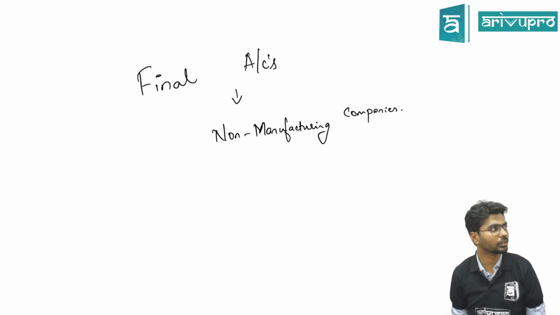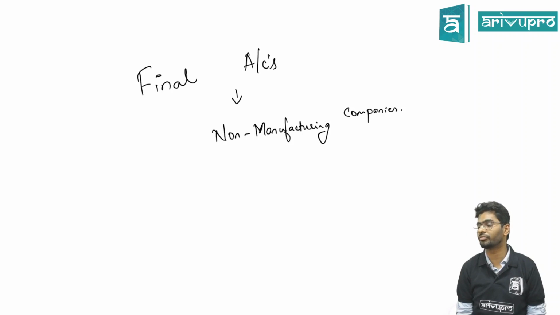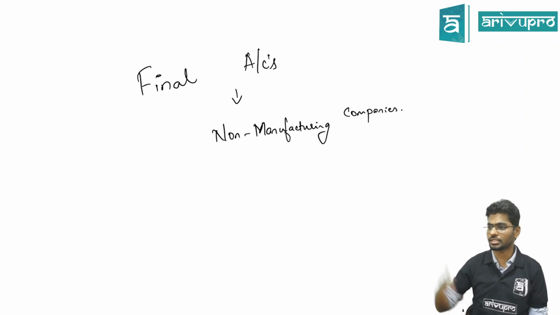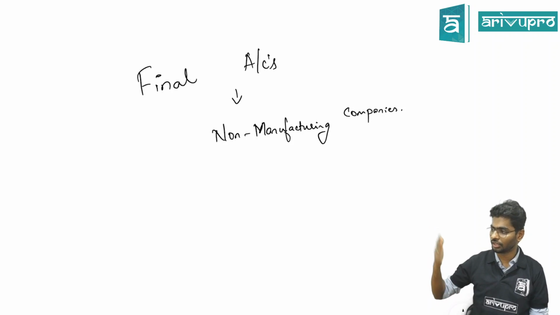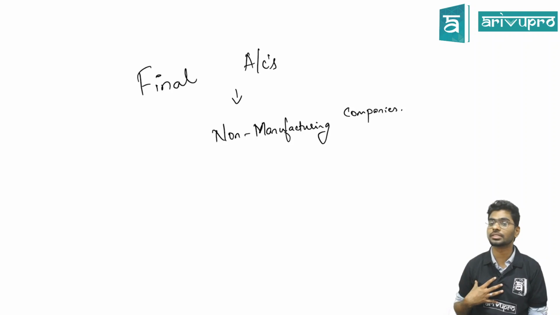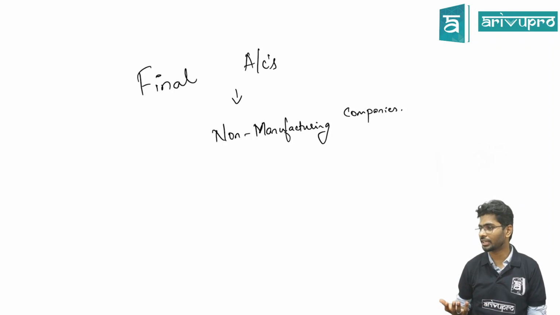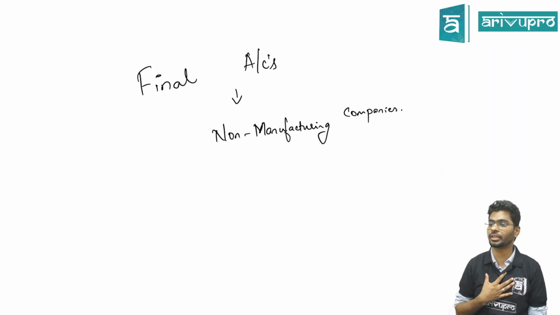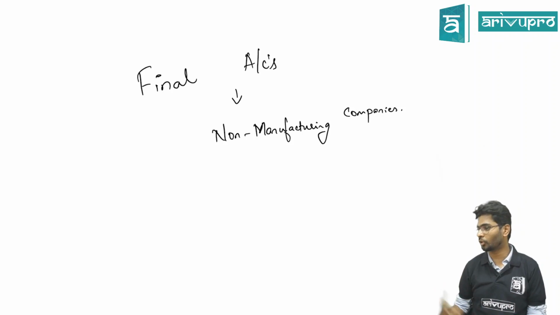Okay. The next topic we'll be doing is final accounts. I told you the last stage of accounting: identification of transaction, recording, classifying, summarizing. What is summarizing? Preparation of trial balance. What is a trial balance? A statement which contains a summary of all the ledger accounts. From the trial balance, the next step we prepare is the final accounts.